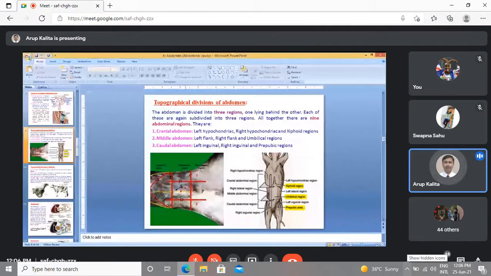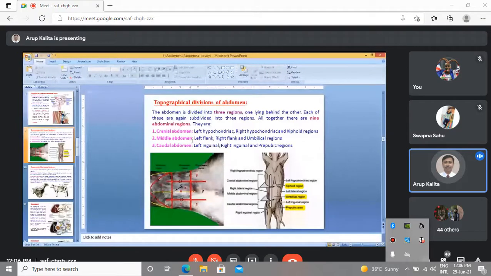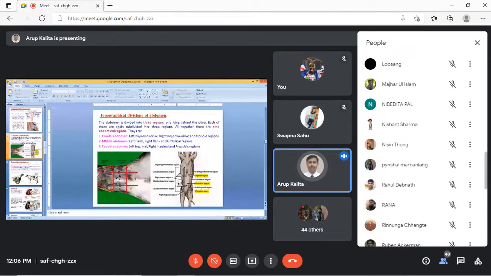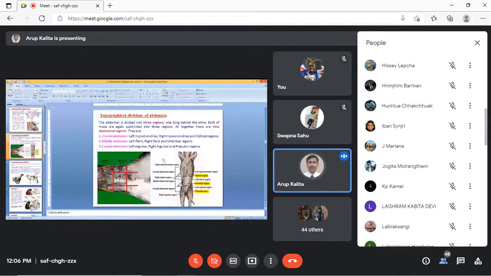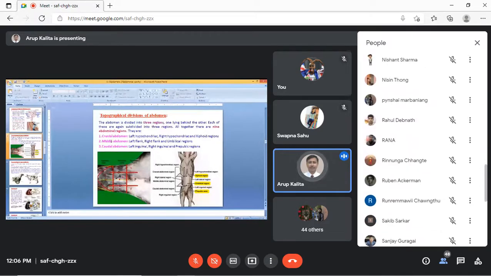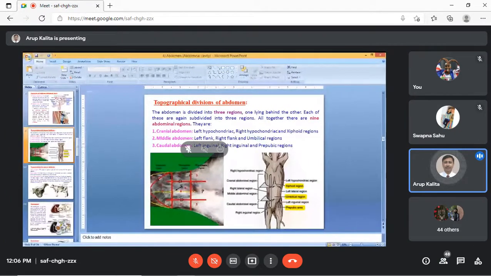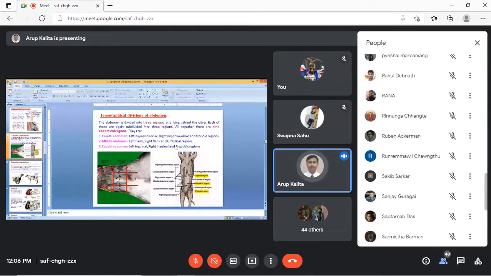So the middle abdomen is again divided into three parts. They are left flank, right flank, and umbilical region. I cannot show you because there is no diagram available here, so I have to show you in practical class. So you just remember. The middle abdomen is divided into three sub-regions: left flank, right flank, and umbilical region. And the caudal abdomen is again divided into three sub-regions. They are left inguinal, right inguinal, and prepubic region. So here is the prepubic region.